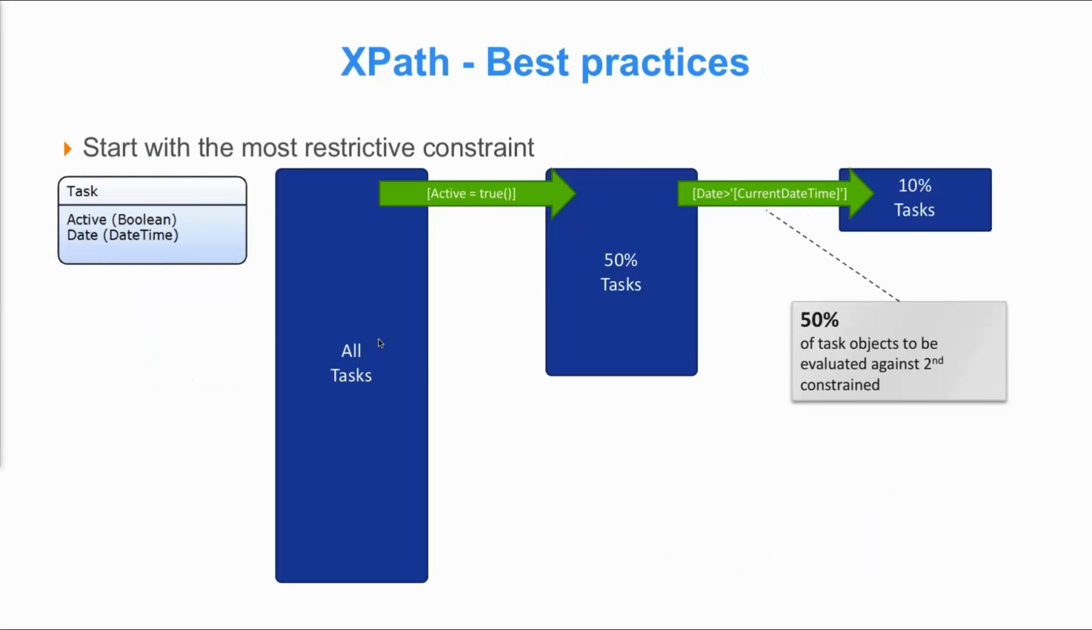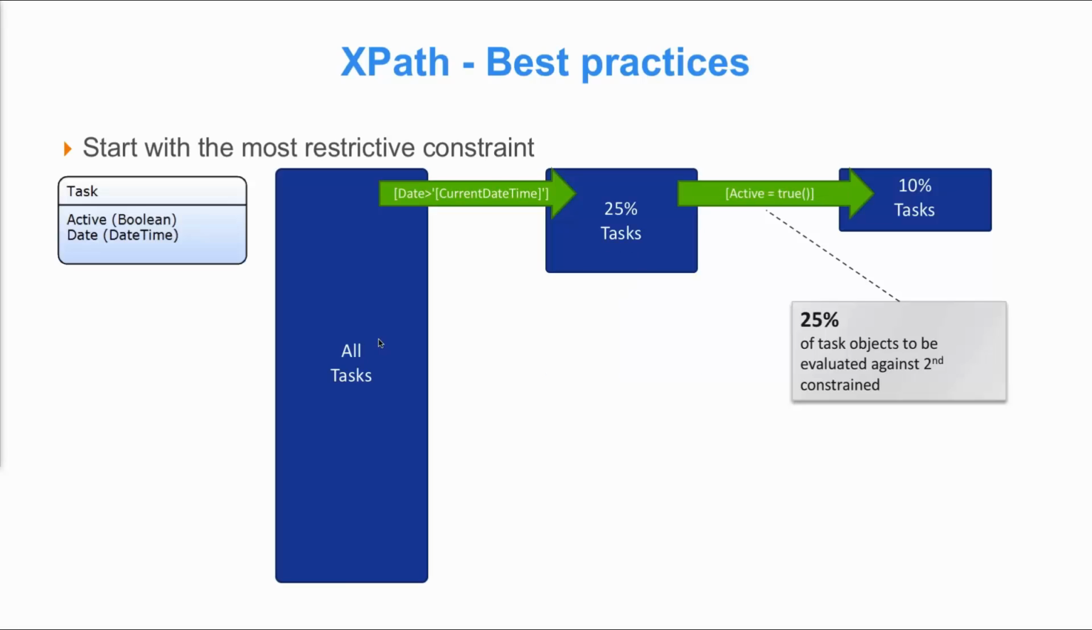So in terms of best practices with XPath, it's really critical, or helpful, to add the most constraining query first. So for example, if you have tasks and some are active and have a due date, you might want to switch that to starting with the date being in the future, and then all the ones that are active equals true. Because by putting the most restrictive query first, you are already eliminating pretty much all the other previous tasks.